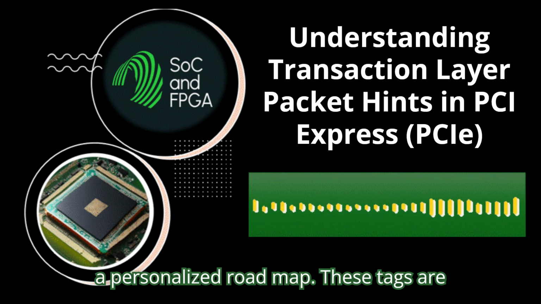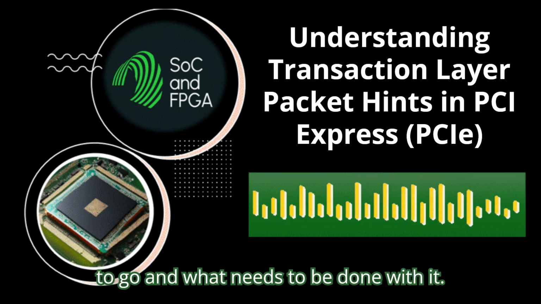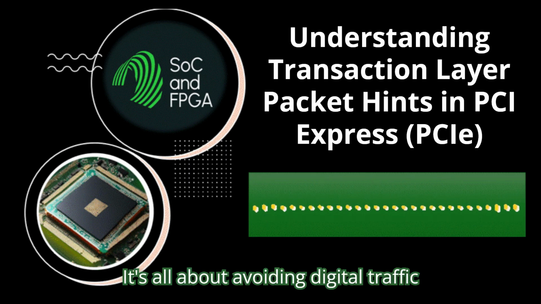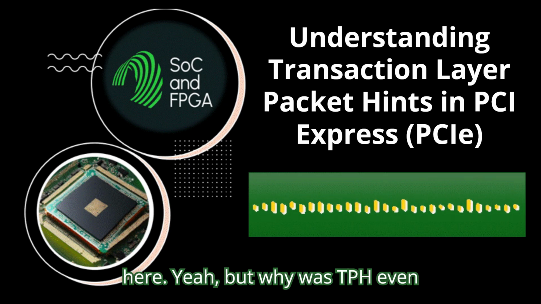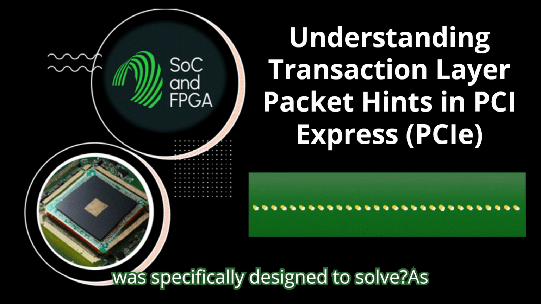More like a personalized roadmap. These tags are telling the system where the data needs to go and what needs to be done with it. It's all about avoiding digital traffic jams. Okay, I'm starting to see the picture here. But why was TPH even necessary? Was there a problem it was specifically designed to solve?